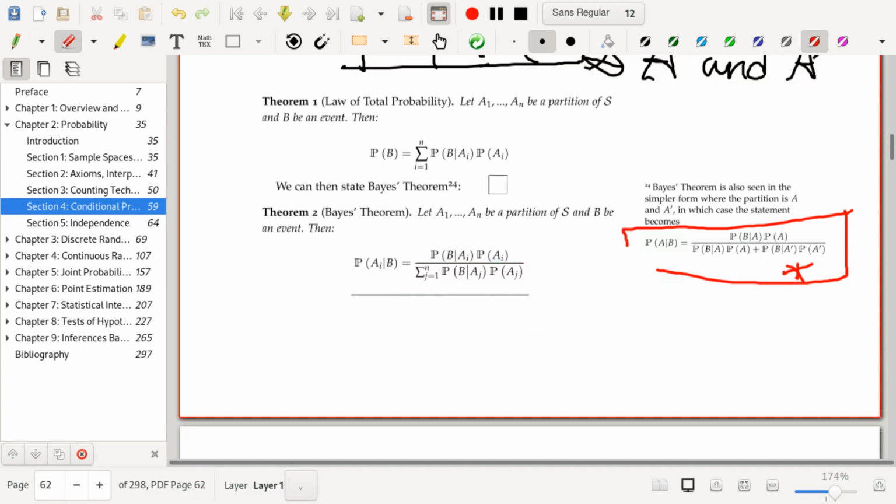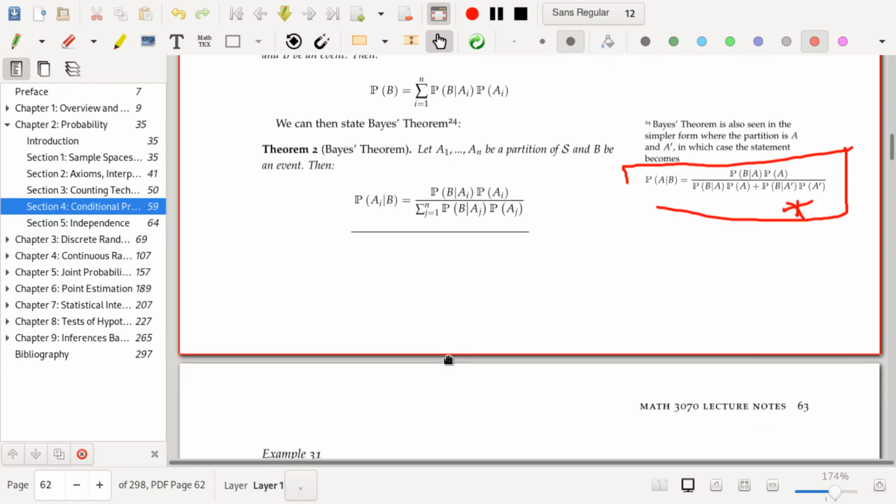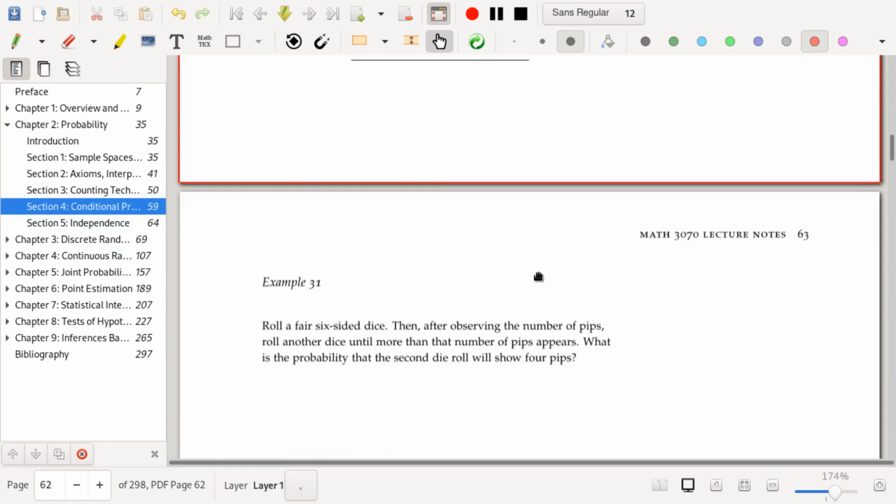So Bayes' theorem is a probability inversion formula. If you want to know the probability of A given B occurred, you can compute it if you know the probability of B given that A occurred, the probability of B given that A didn't occur, and also the probability of A. If you have that information, then you're able to invert the probability of B given A, in a sense, and get the probability of A given B.